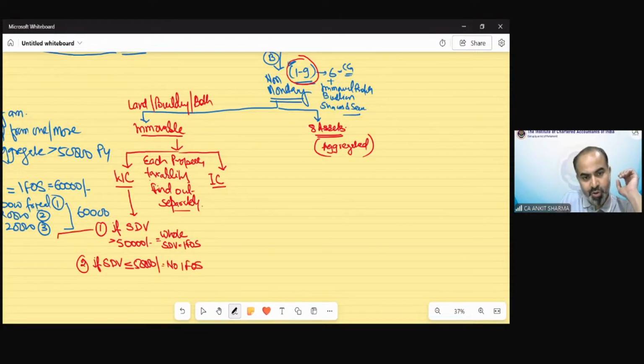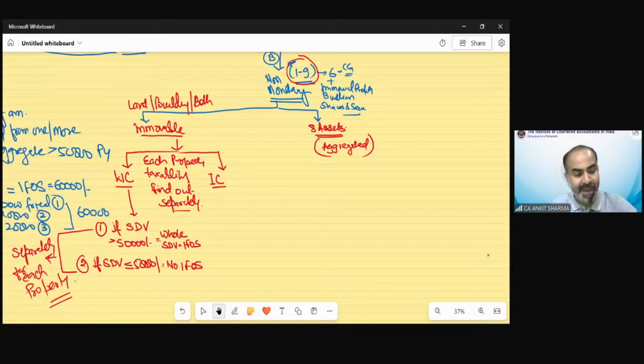Watch, I am writing again, children, take care. Check separately, okay, separately for each property. That means if I receive 3 immovable properties in a year, free of cost, 40,000 stamp duty value each. So total I received 1,20,000 rupees property free of cost. But that would not be included under income from other source because separately no property value exceeds 50,000.